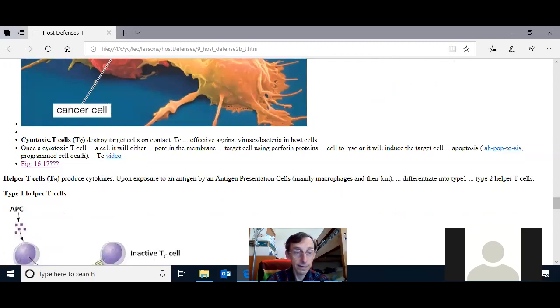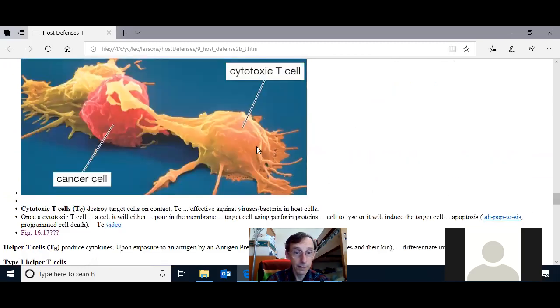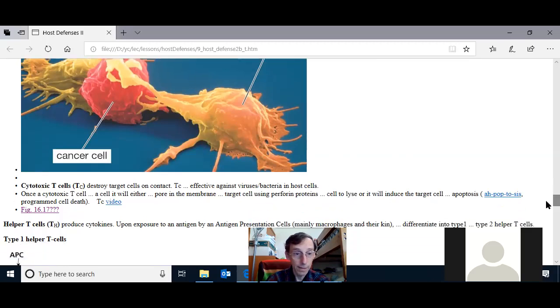The cytotoxic T cells, which are abbreviated T sub C for short, destroy target cells when they come into contact with them. So the cytotoxic T cell has to be touching the cell it's going to kill. And like I said, it can be a cell that's infected with a virus, or a cell that has bacteria inside of it, or a cancer cell. And the T cell kills that cell in one of two ways.